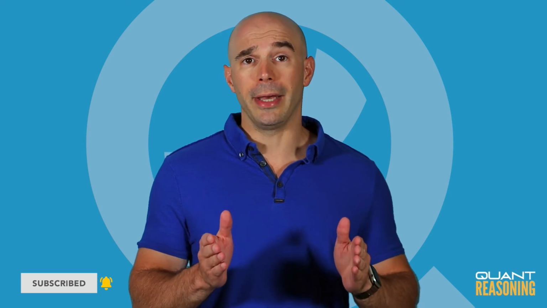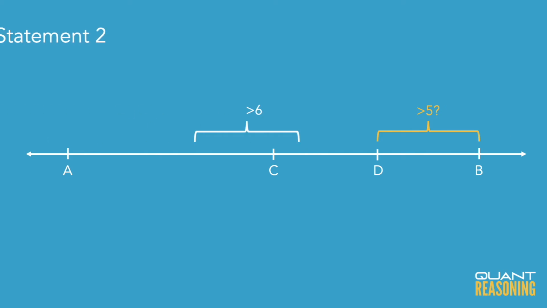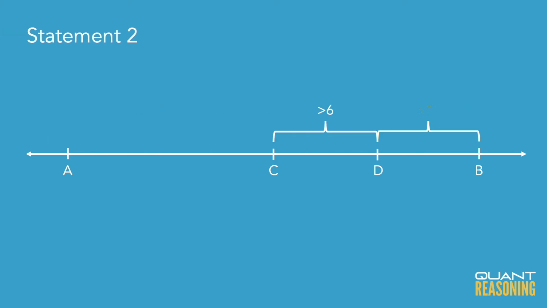Now, statement 2 on its own implies that this length of dB is greater than 6. So if something is greater than 6, can we tell whether or not it's greater than 5? Yeah, of course, if something is greater than 6, then it's also greater than 5. So statement 2 on its own does answer the question definitively, and the answer is B.